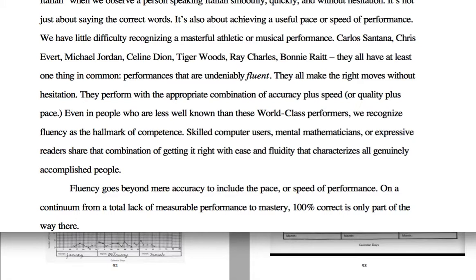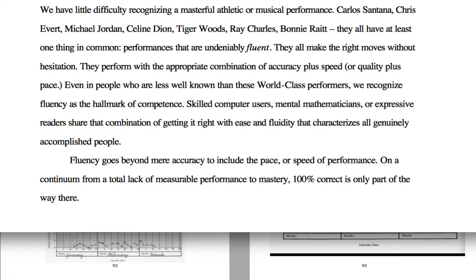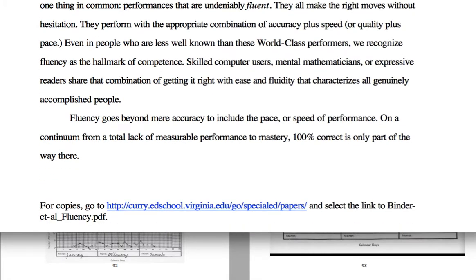Even in people who are less well known than these world-class performers, we recognize fluency as the hallmark of competence. Skilled computer users, mental mathematicians, or expressive readers share that combination of getting it right with ease and fluidity that characterizes all genuinely accomplished people. Fluency goes beyond mere accuracy to include the pace or speed of performance. On a continuum from a total lack of measurable performance to mastery, 100% is only part of the way there.